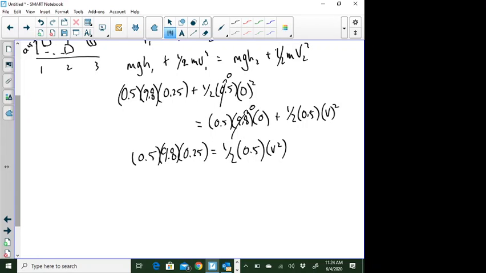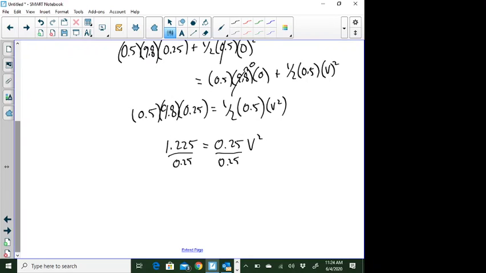We have 0.5 times 9.8 times 0.25. So 1/2 times 0.5. So we're going to have to divide both sides by 0.25. Have you done this in math? Like, so if I got to here, you'd be able to solve the rest of that? Okay. I just wanted to check. So not wanting to do more math than you're comfortable with, really. Yes, I am. All right, 1.225.